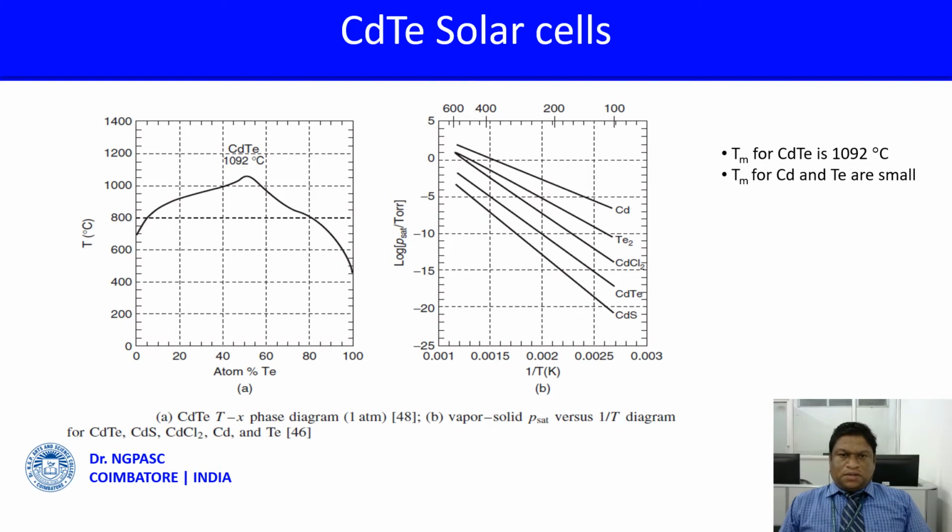This is given here, and the second graph gives the vapor-solid versus 1 by T diagram, which means when the temperature is low, the pressure also decreases, so you can see where we can get the material. It is compared for cadmium sulfide, cadmium telluride, cadmium chloride, tellurium and cadmium, all those things. If you follow this line, then we can have cadmium telluride thin films at the required pressure level and temperature level.